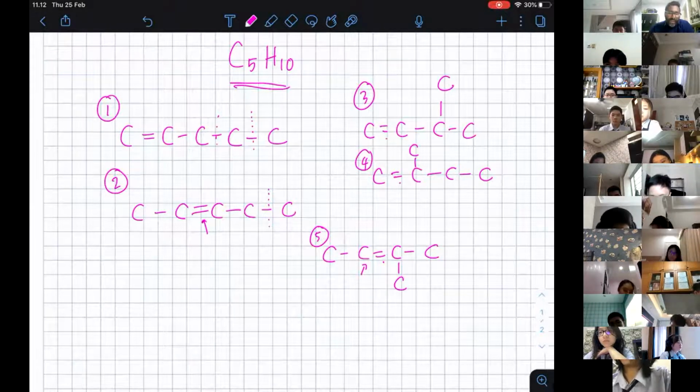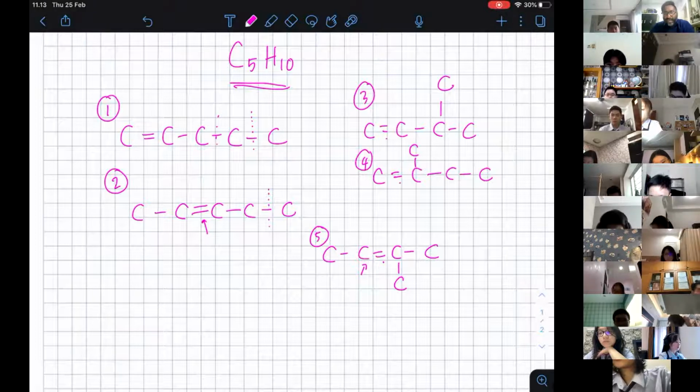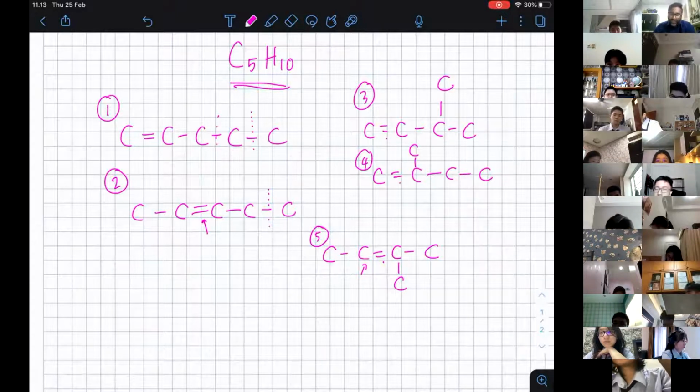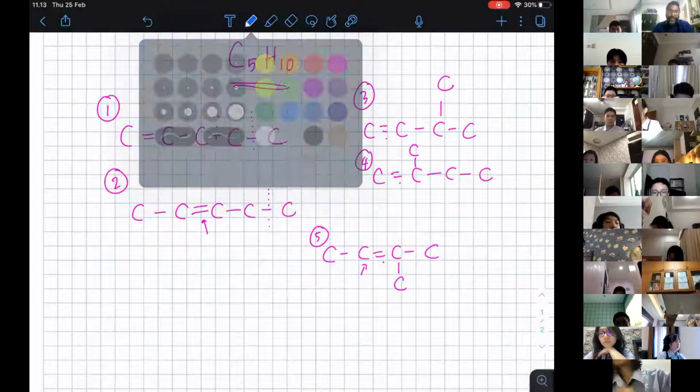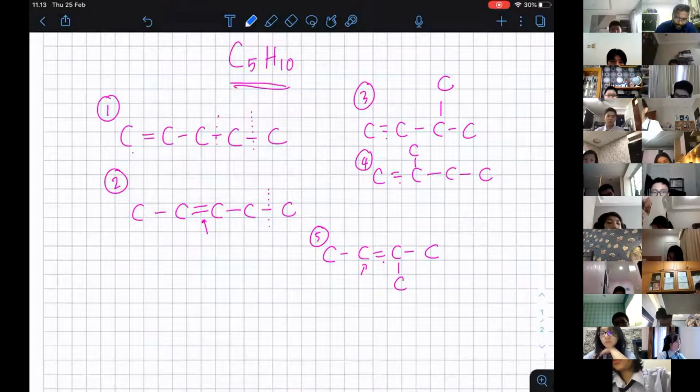But now they are asking how many isomers in total. It means stereoisomer and structural isomer. When we are talking about stereoisomer, we have 2 types: cis and trans, and optical isomer. The moment I see a double bond, there will possibly be cis and trans. But let's settle the optical isomer first. Let's find out whether any of these five has a chiral center. No, no, no, no, no. Please do it yourself. I don't see any chiral center.